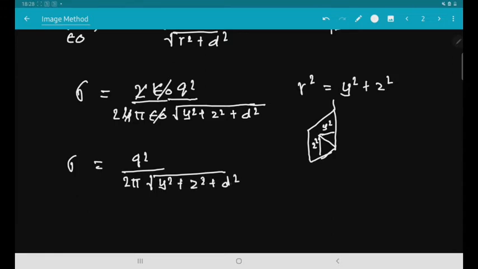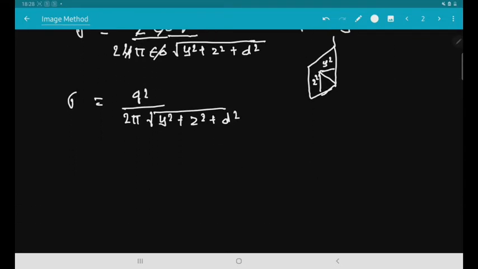Remember that when you have to calculate the net electric field for even the sphere or the plate, consider a point on that and calculate the net electric field due to the charge configuration, both the actual charge and the image charge, and just equate it to sigma by epsilon naught n cap. You will get the charge density. The induced charge here will be minus q, opposite of whatever the actual charge is.